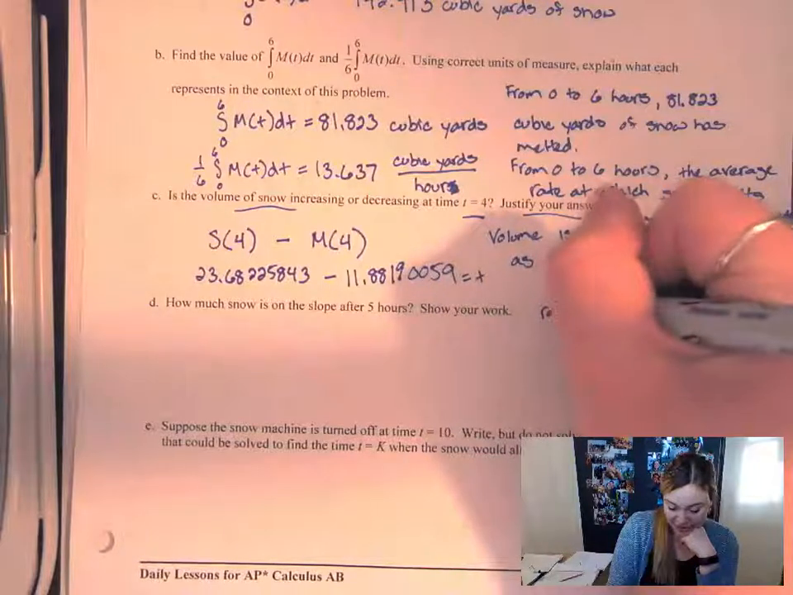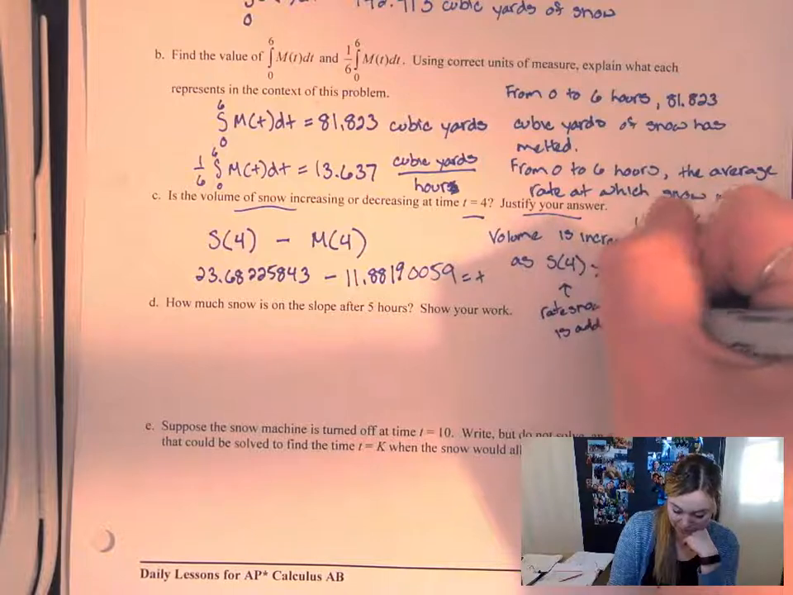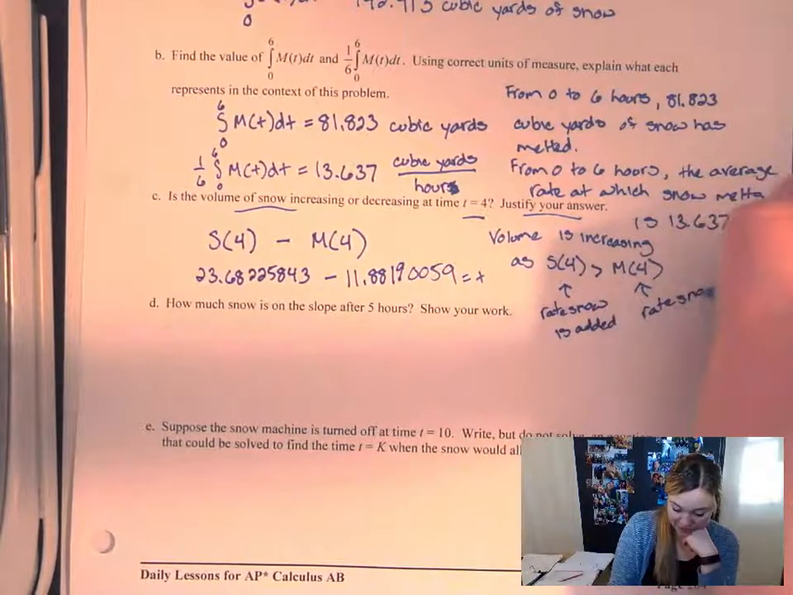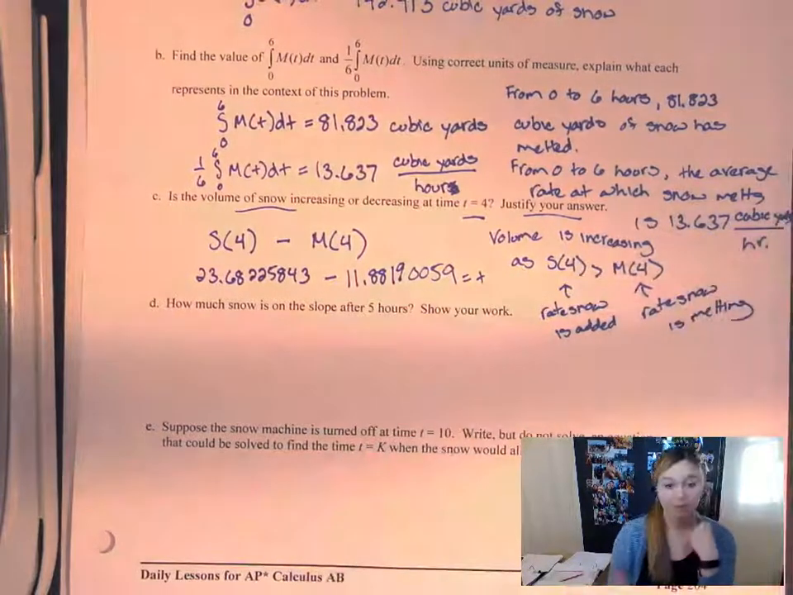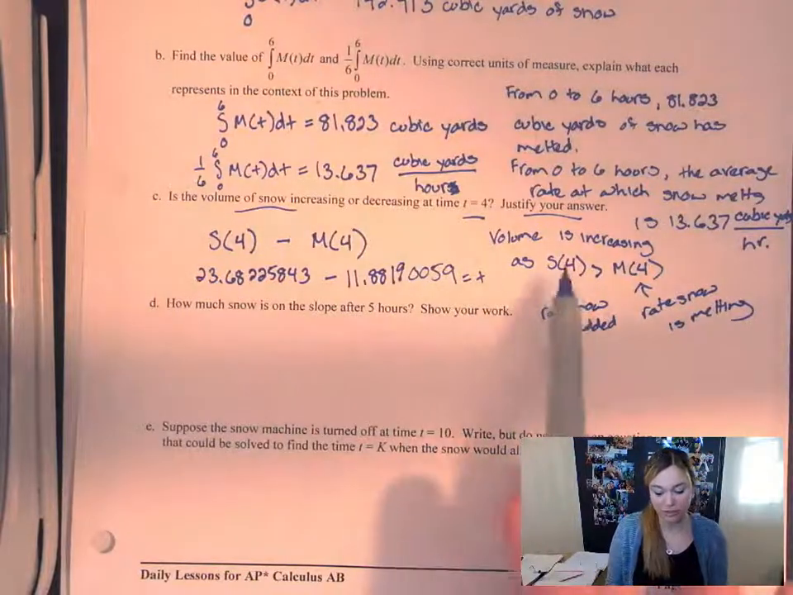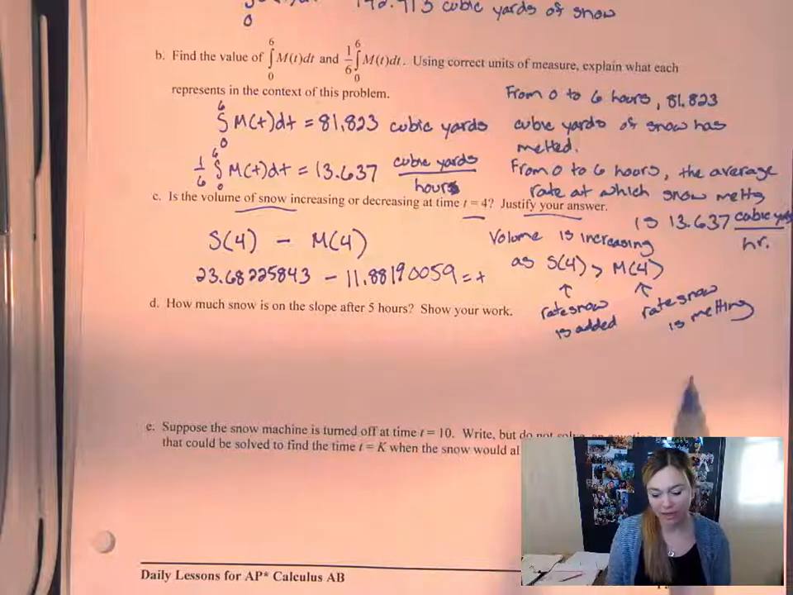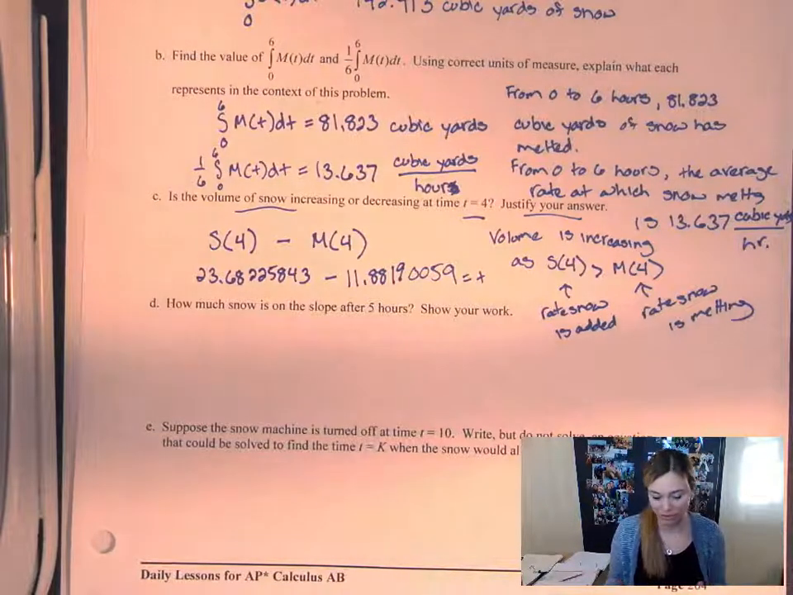And this is the rate snow is added. Rate snow is melting. That would be fine. If you want to say this is positive, that's okay too, but then your justification would be a little bit different. You would say volume is increasing as S of 4 minus M of 4 is the rate of change of snow in the mountain at T equals 4, and that's positive. So lots of different ways to do this.